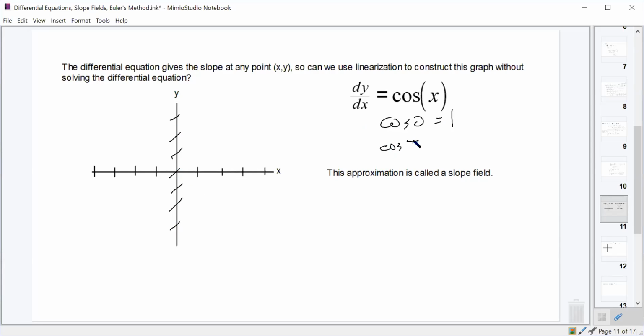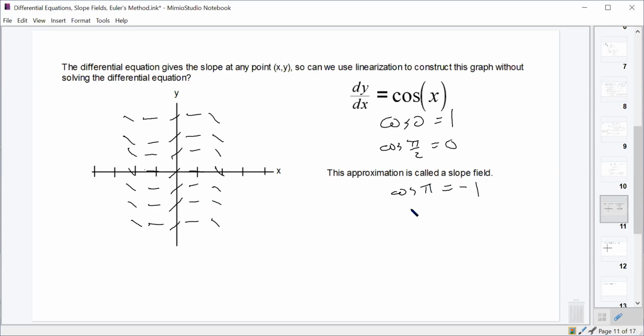Suppose we did cosine of pi over 2. Well, that would be what? All slopes of 0. So those should all be slopes of 0. And negative pi over 2 would be the same, right? Negative pi over 2 would also be 0. And what would pi be? Pi would be -1. So we'd sketch these ones. And also at negative pi, they would be -1.